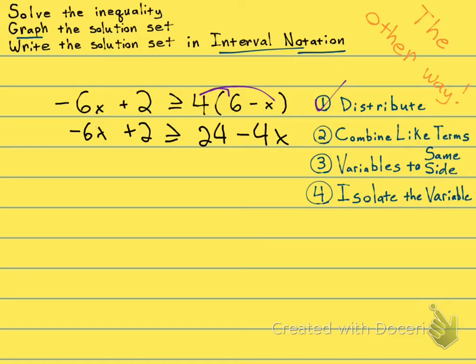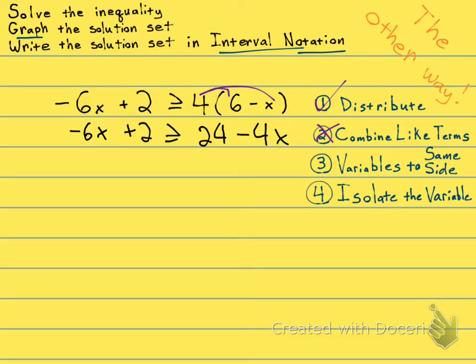All right, next I look to combine like terms, but when you look on the left side, these two are not like terms, they don't go together. Look on the right side, they're not like terms, they don't go together, so I don't need to combine like terms. And then step 3, I want to get my variables to the same side. So the first way I did it was I moved all my x's to the left. But this time I'm going to do it the other way just to show you that it's the same.